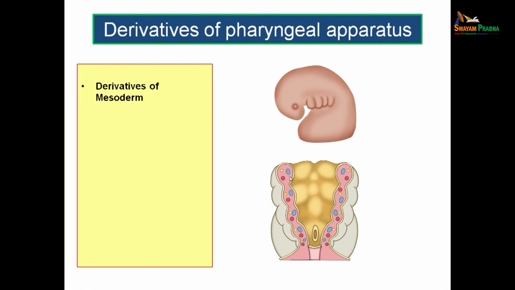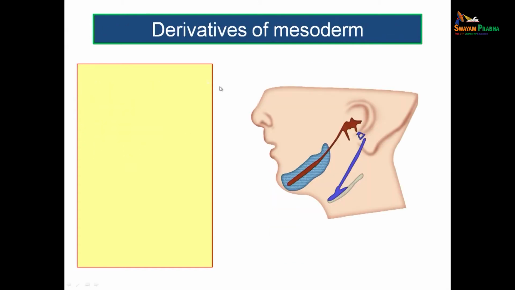So now it's time for us to know the derivatives of each part. That means we already mentioned that there are clefts, there are pouches, there are mesodermal cores. So first let's see what are the derivatives of mesoderm, then derivatives of ectoderm, derivatives of endoderm. So first one is derivatives of mesoderm. Mesodermal cells are said to be pluripotent. The word pluripotent means it can give rise to any type of tissue.